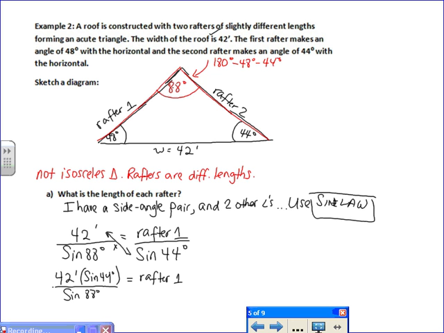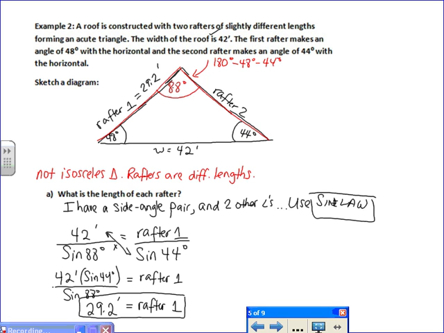Let's go ahead and do that math. And what do we get for that? We get 29.2. So 29.2 feet is the length of rafter 1. There's my answer for the length, so I can go ahead and write that in. So 29.2 feet, and I'll put that into my diagram.